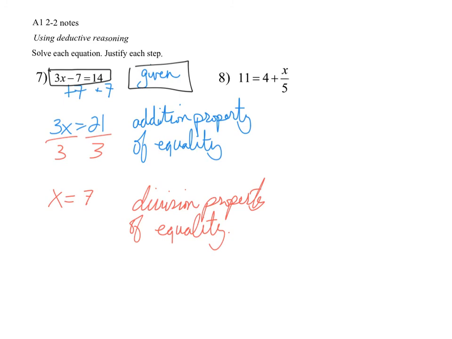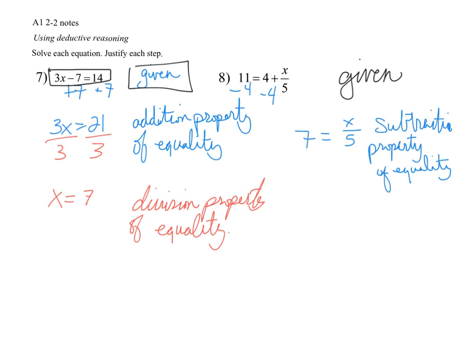In number 8, I'm going to go ahead and actually start with the given information this time. So I'm going to write the first step as being given. And then the second step, we're going to subtract 4 from each side. So I'm going to take that out, and we're going to be left with 7 is equal to x over 5. Why can I do that? Well, because of the subtraction property of equality.